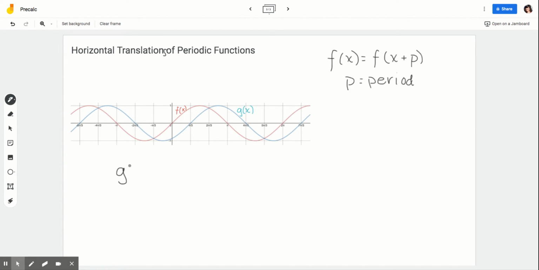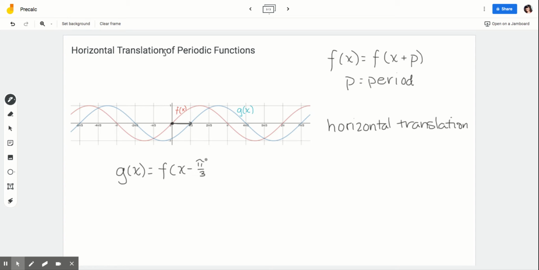So if you're trying to write a translation here for g of x, so g of x is clearly a horizontal translation of f of x. The dilemma here is that you could translate f of x pi over 3 units to the right. So f of x minus pi over 3.